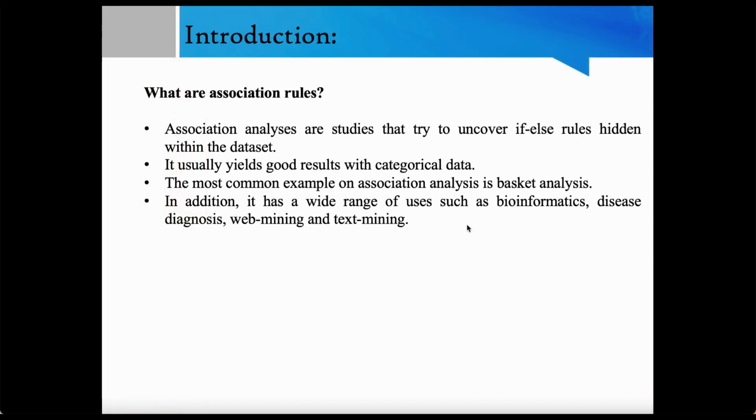So what are association rules? Association rules are studies that try to uncover the rules hidden within the datasets. They are mainly used for good results with categorical data, and they allow us to mine frequent item sets in order to generate the main associations between them.